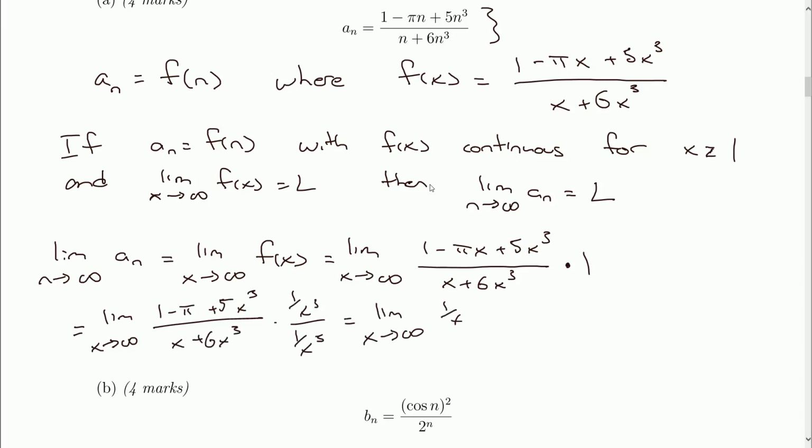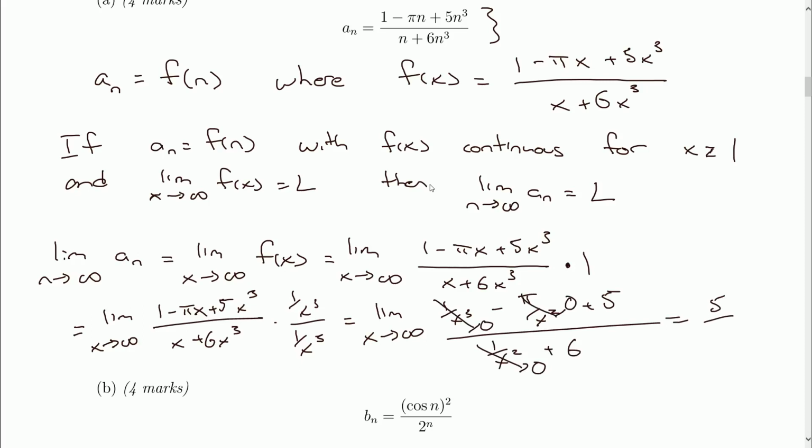So I might say 1 over x cubed, there should be an x there, minus pi over x squared plus 5, all over 1 over x squared plus 6. And then as x tends to infinity, this goes to 0, this goes to 0, this goes to 0, and we're left with 5/6. Very nice, neat. I'd put a little box around the answer just so it's very clear to whoever's marking that this is what I think the answer is.